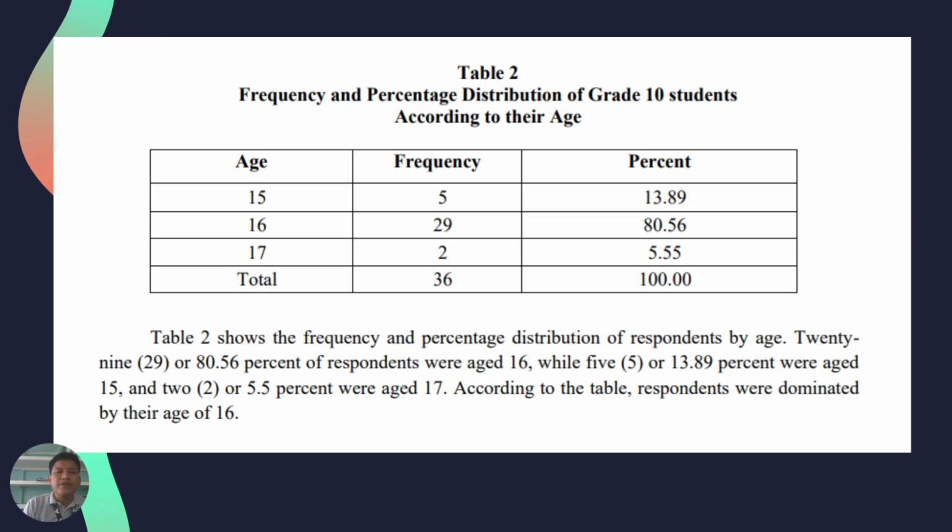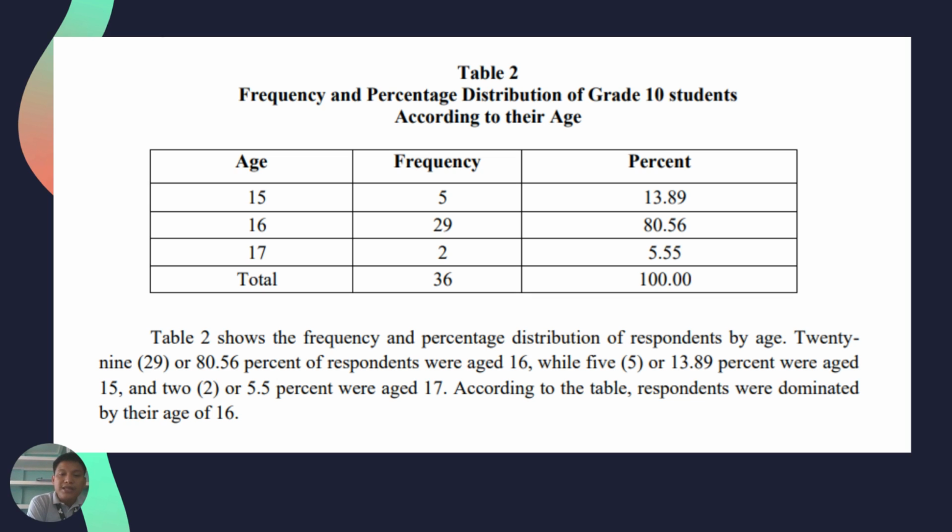Another here is we have here the frequency and percentage distributions of the grade 10 students according to their age. 3 columns, ages 15, 16, 17, frequency, and the percentage. For the 15 years old, I have here 5. 5 divided by 36, the answer is 13.89%. For ages 16, I have here 29. Divided by 36, the computed percentage is 80.56. For the ages 17, I have here 2 divided by 36. The computed percentage is 5.55 with a total of 100%.